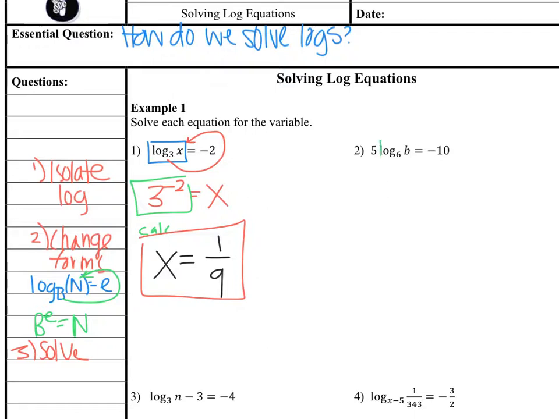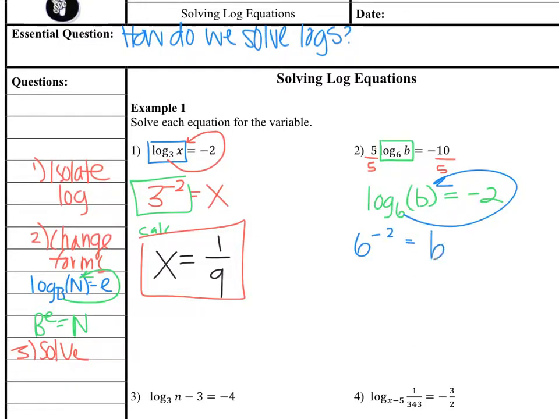So here I've got the log. I've got this 5 in front. That 5 is currently being multiplied, so I'm going to divide it. Isolate the log. Get it by itself. So we have log base 6 of b equals -2. Then switch forms. 6 to the -2 equals b. B is by itself, so type this in your calc, or do it in your head. So b equals 1/36.